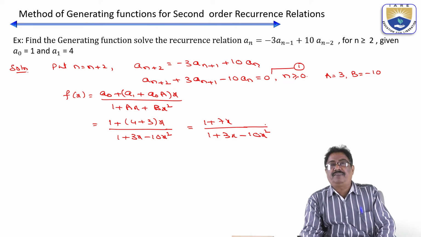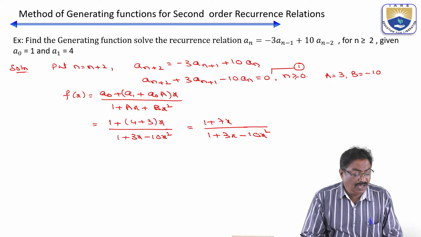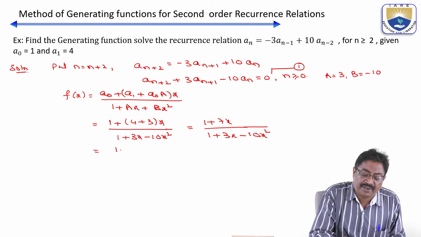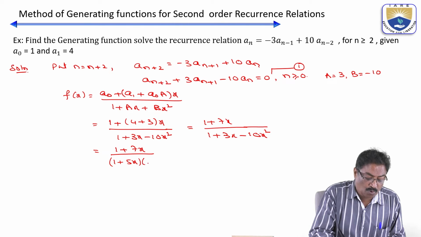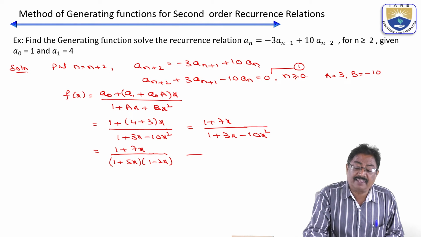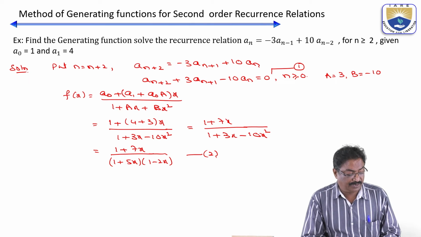So this is the generating function. Now to solve this, I am going to write it in terms of factors. 1 plus 7x by this, I am going to write as 1 plus 5x into 1 minus 2x. Call this equation 2. Now we are going to find the solution for that.